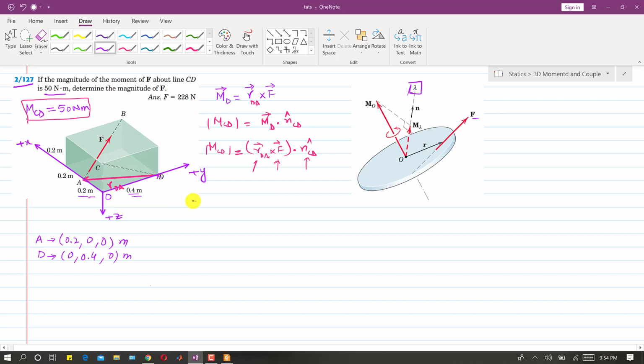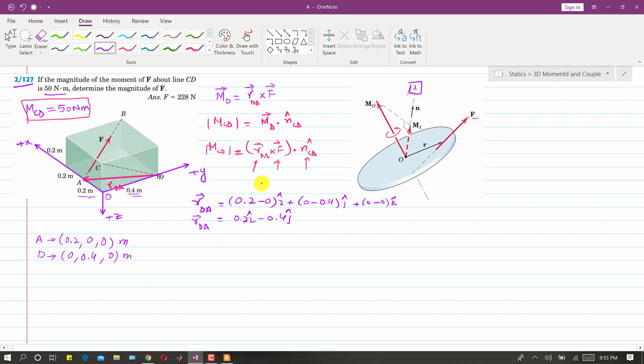So to find this RDA vector, we will subtract the coordinates of D from A. So I will write 0.2 minus 0 i plus 0 minus 0.4 j plus 0 minus 0 k. So this will give us 0.2 i minus 0.4 j. So this is the RDA vector.